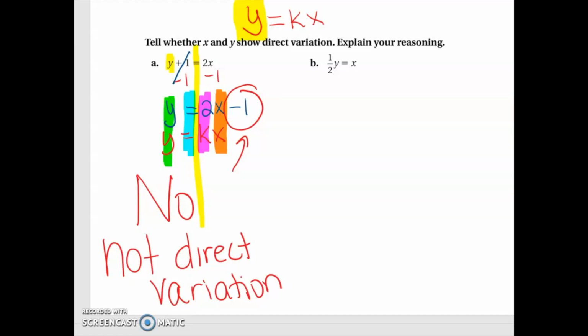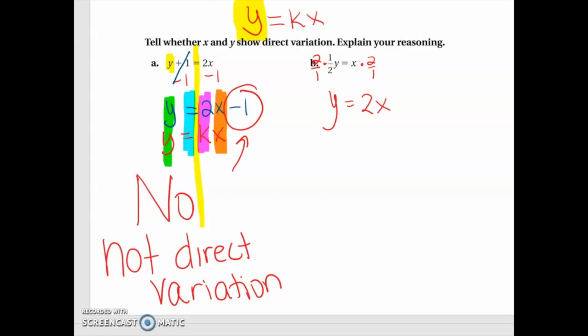Okay, this next one's a little bit harder because we have to get rid of that 1/2. And remember, when the coefficient is a fraction, we multiply by the reciprocal. So we're going to multiply by 2 over 1. So that gives us y equals 2x.